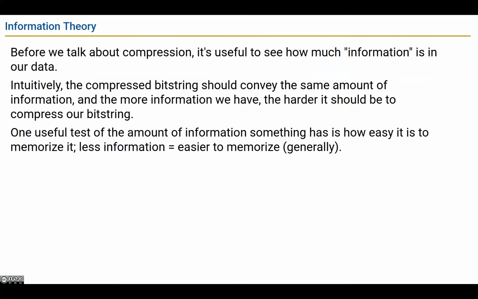One useful metric that I use for information is to just see how easy it is to memorize things. Now, this isn't precise. Human brains are very different in how they memorize things than computers. But it's a good approximation to see how much information is stored there. If it's easy to memorize, then it generally has less information. If it's harder to memorize, it generally has more information stored in it. So let's do some examples.